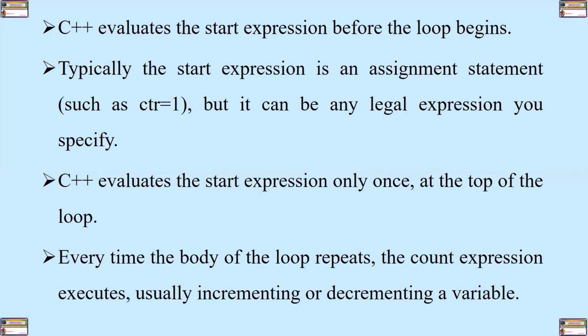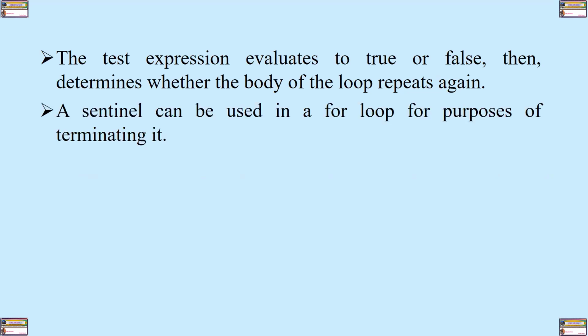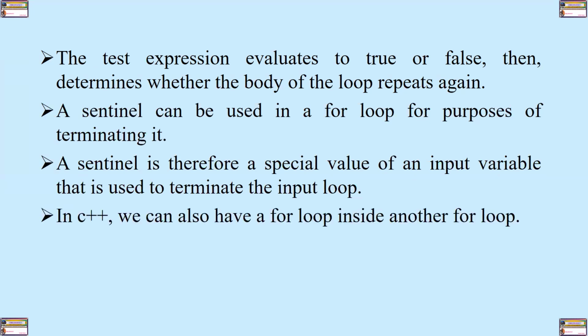Every time the body of the loop repeats, the count expression executes, usually incrementing or decrementing a variable. We call that updating the counter. The test expression evaluates to true or false, which then determines whether the body of the loop repeats again. A sentinel can be used in a for loop for purposes of terminating it. A sentinel is therefore a special value of an input variable that is used to terminate the input loop.